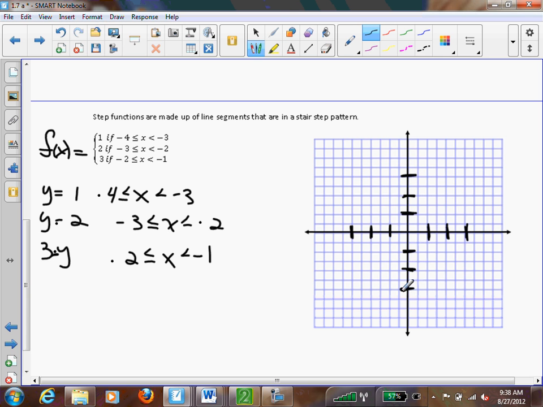So if x, and you're going to start with your x, is between -4 and -3, my y value is what? Okay, so do I include -4? Do I include -3? So closed, open, I'm staying constant at y equals 1. Right? I'm staying constant. My y can only be 1 when it falls between -4 and -3 on the x value. Between -4 and -3, my y value is 1.